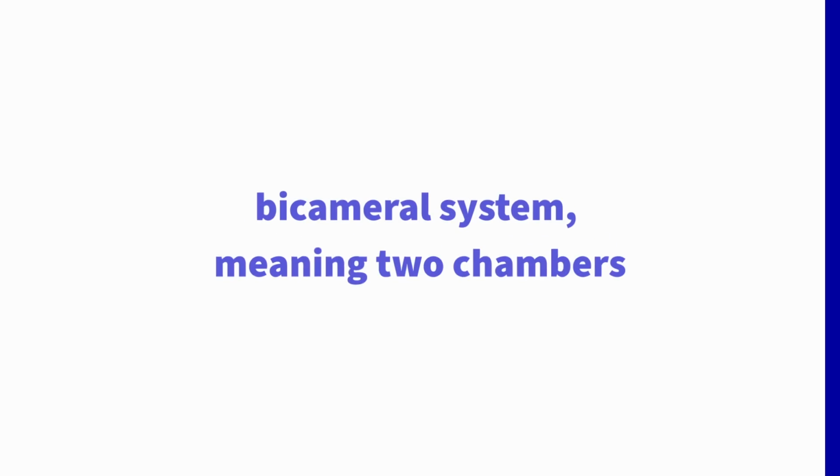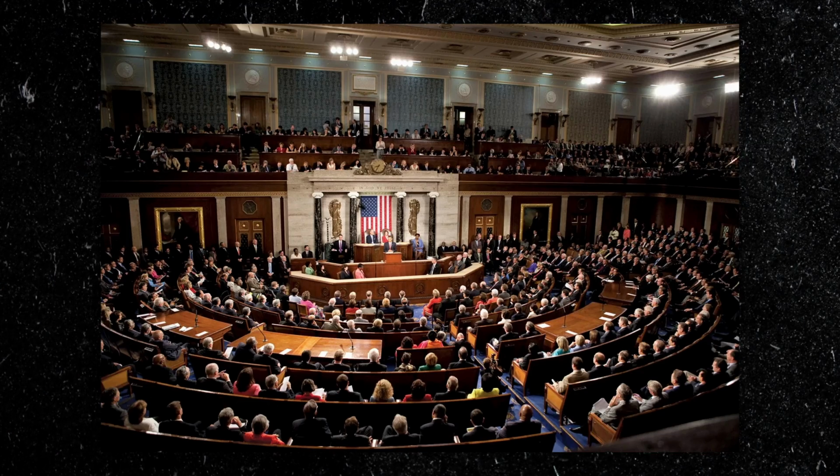So it's a bicameral system, meaning there's two chambers. You have the House of Representatives, and then you have the Senate. So the House has 435 members, elected every 2 years based on population, which means larger states get more seats. The Senate has 100 members, 2 per state, elected for 6-year terms.